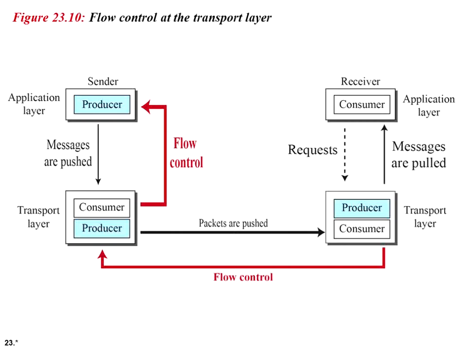So when the buffer of the receiving transport layer is full, it informs the sending transport layer to stop sending packets. And when there is some vacancy, it informs the sending transport layer that now it can send the packets again.